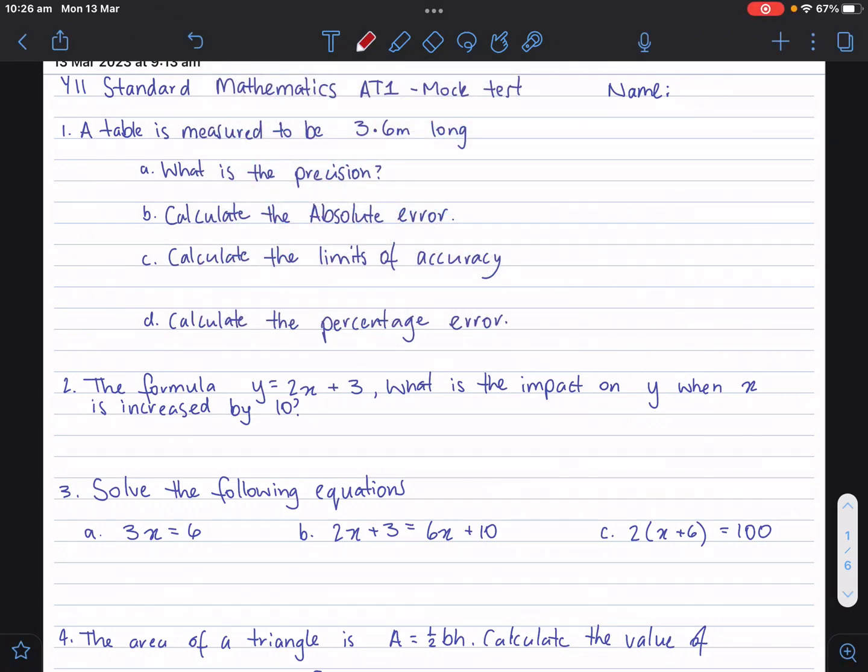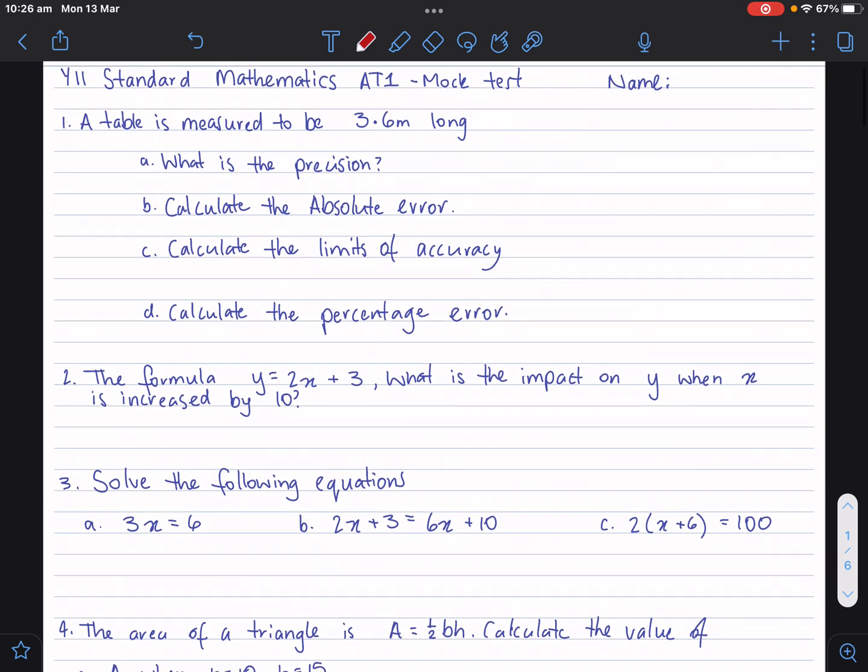Hey guys, so today we're going to go through the standard mathematics mock test for assessment task 1, and we're going to go through some measurement and algebra stuff. So let's have a look at question 1.